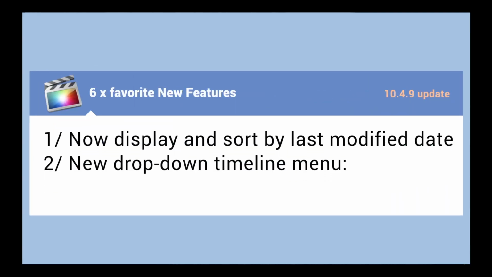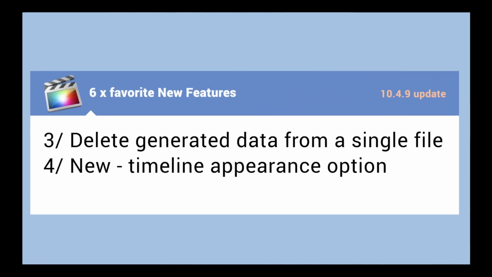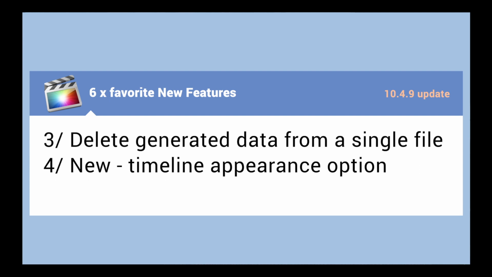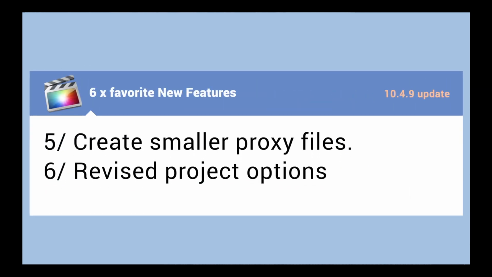The update 10.4.9 for Final Cut added a number of smaller features, and in this video I'd like to cover 6 of my favourites. You can now display and sort by the last modified date. There's a new drop-down timeline menu. You can now delete data from a single file as well as events and projects. There's a new timeline appearance option. You can create smaller proxy files, and there are new project options.